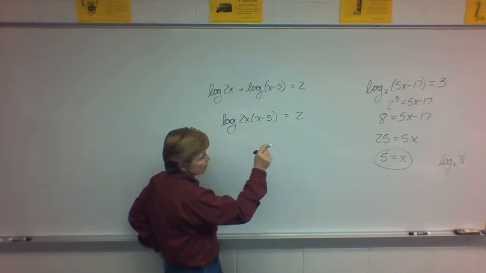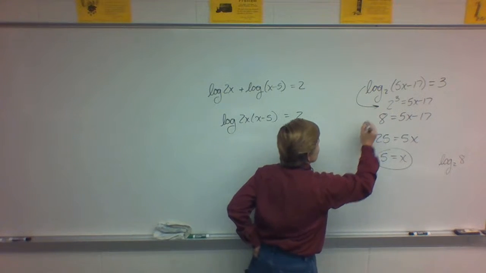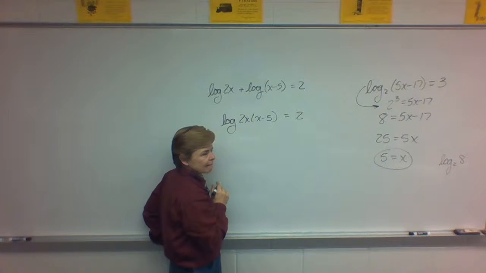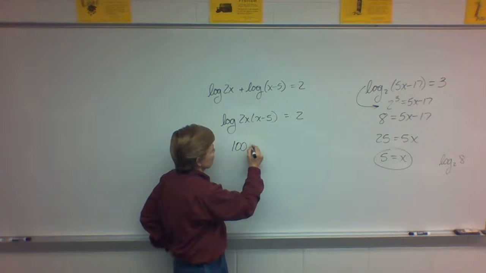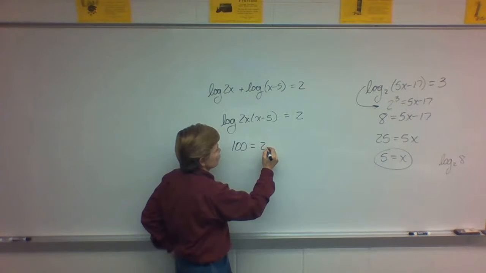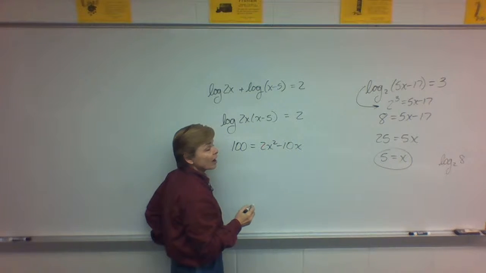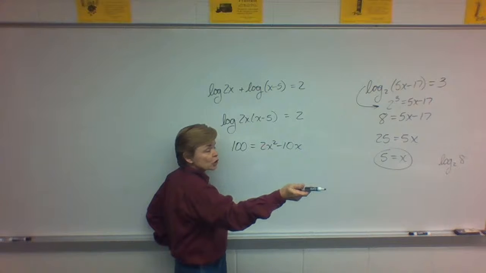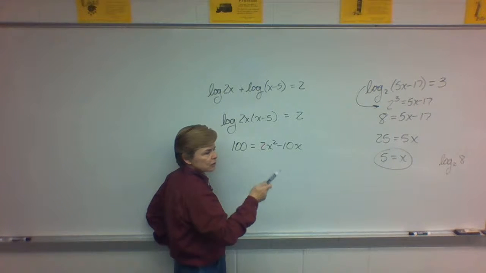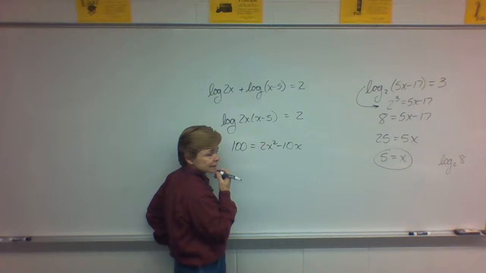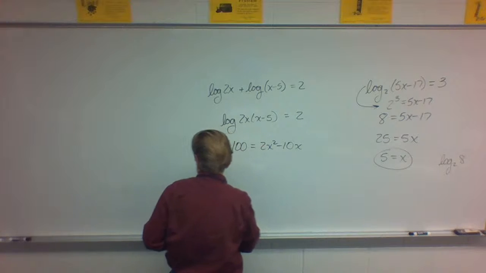Look at what we did over there, right? Going from this step to this one, and do that to this. 100 equals 2x parentheses x minus 5. Do you want to distribute that as you go? 2x squared minus 10x. Okay, we did a lot of arithmetic in our head there. And he's correct. But if you want, I can slow it down and show you where it all came from. Would you like that? Yeah. Anybody need that? Okay.